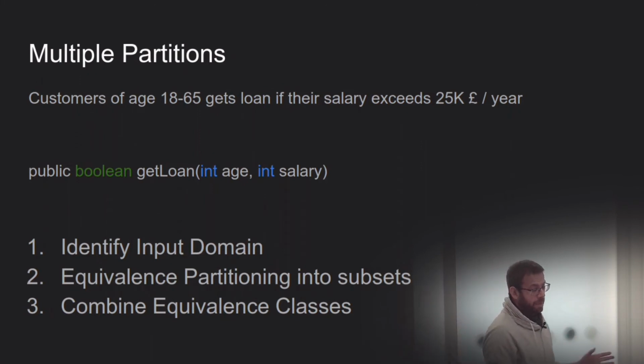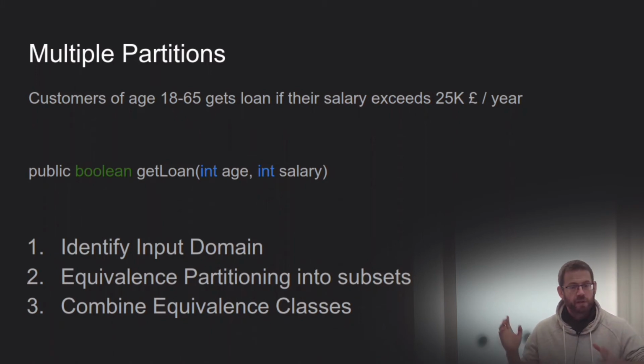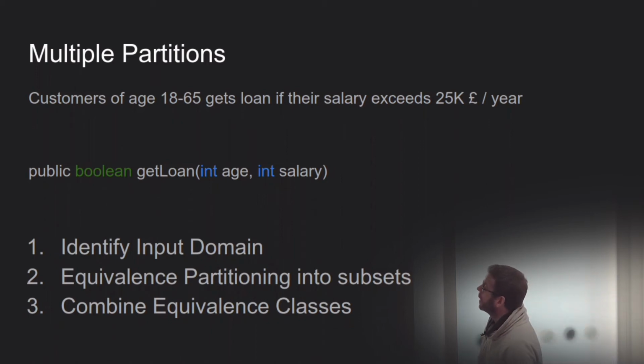Okay. Given partitioning, we can also combine different partitions into multi-dimensional partitioning matrices. So let's think about the age thing, and let's add a salary to that one. So another dimension of input. So we have a rule that says that if you're between 18 and 65, you can get a loan at this bank that we're writing an application for if you make more than 25,000 pounds a year. So you have age in years, and then you have salary in pounds that is coming in.